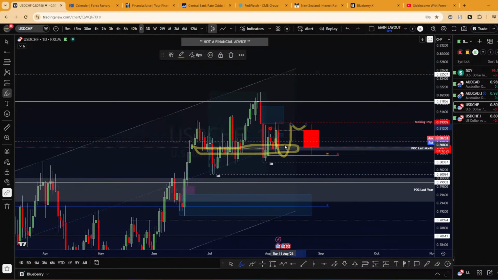So for me, that's why I said in the beginning, shorting this pair is counter trend, it is a risk. So we need to manage the risk very well on this one.